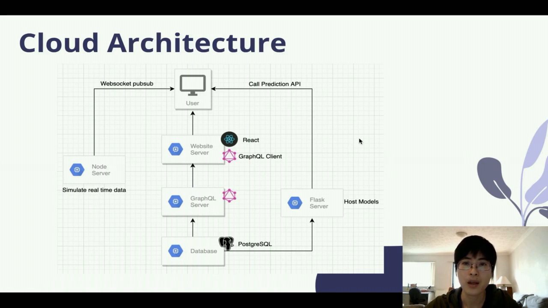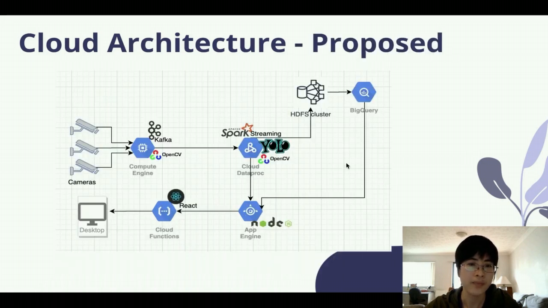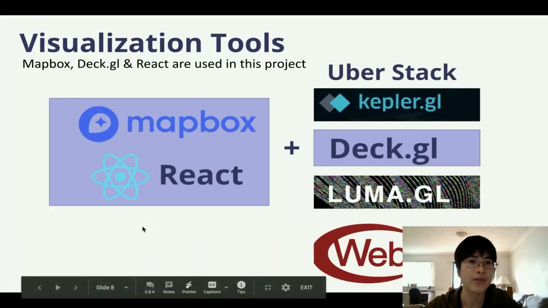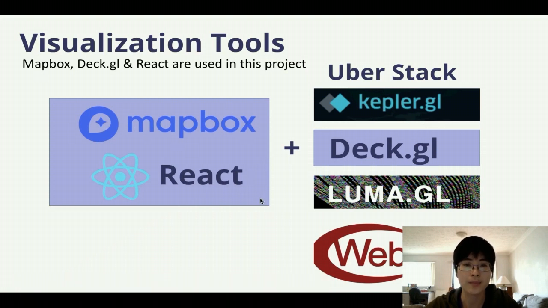So I propose another architecture, introducing a Hadoop ecosystem. The core is Spark. We can use Google Cloud Dataproc here. And with Spark, we can program with data parallelism and fault tolerance. And for visualization tools, I use Mapbox together with React to create the maps. And Mapbox is a JavaScript library built on top of WebGL and OpenStreetMap.